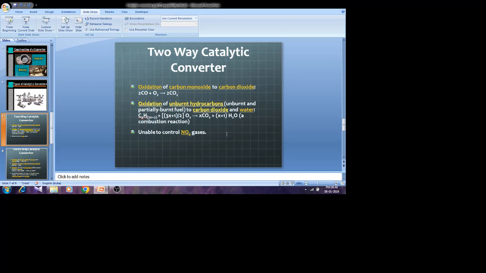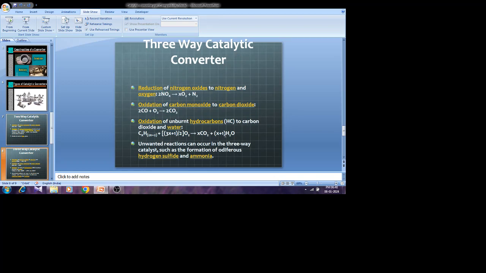But the disadvantage with the two-way catalytic converter is that it cannot be used for nitrogen containing gases such as NOx. So they developed a three-way catalytic converter. The first reaction that happens there is a reduction of nitrogen oxide, and NOx will be converted into nitrogen. And the further two reactions are the same as in the two-way catalytic converter: oxidation of carbon monoxide to carbon dioxide, and unburned hydrocarbons which are available in the fuel can be converted into carbon dioxide and water.